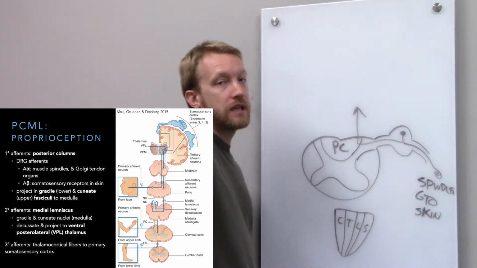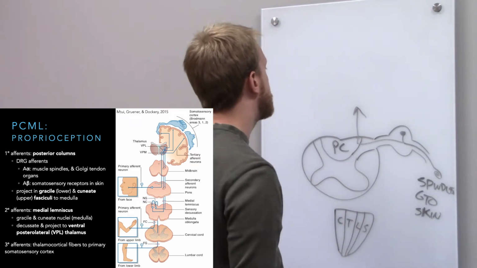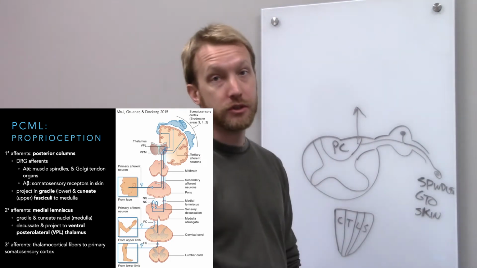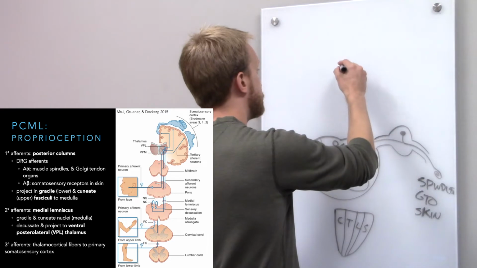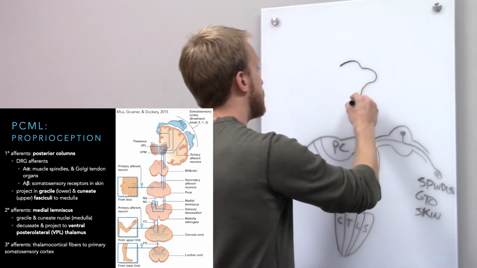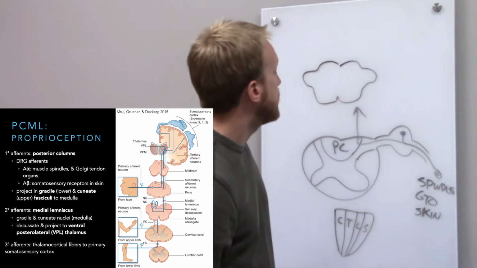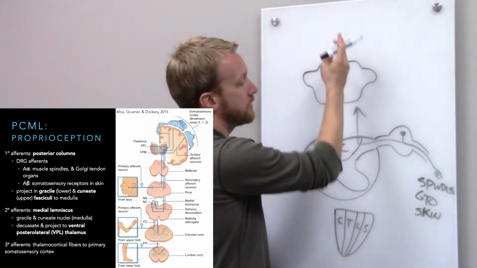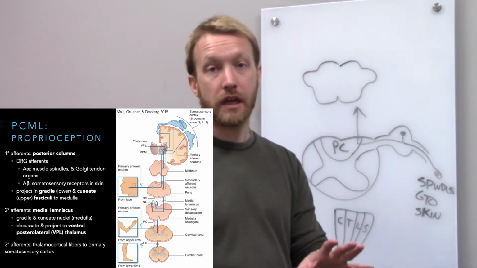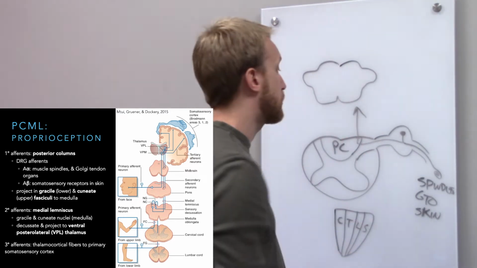We haven't formed any synapses yet. We're not going to synapse until we get to the medulla. The medulla will probably have a few humps, maybe something kind of like that. These are going to project up along the same side here, so we haven't crossed yet. In both cases, the second neuron crosses.